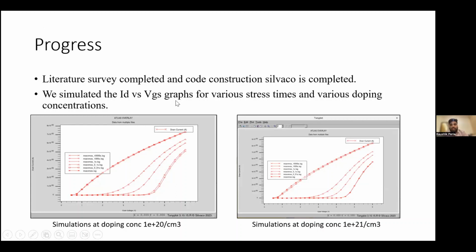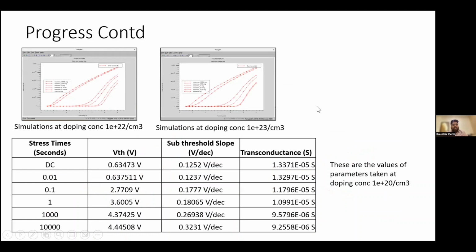Coming to the progress of the project, the literature survey is completed and the code construction in Silvaco is also completed. We have simulated some of the ID versus VGS graphs for various stress times, as my friend Pawan explained, by varying different doping concentrations. And below are some results. If you see this, we have found the subthreshold and transconductance values for a doping concentration of 10^20 per cubic centimeter. So these are some of the results which we have found till now.